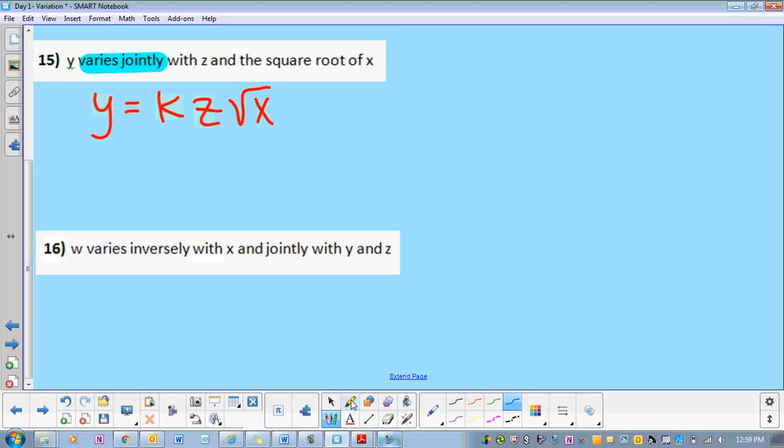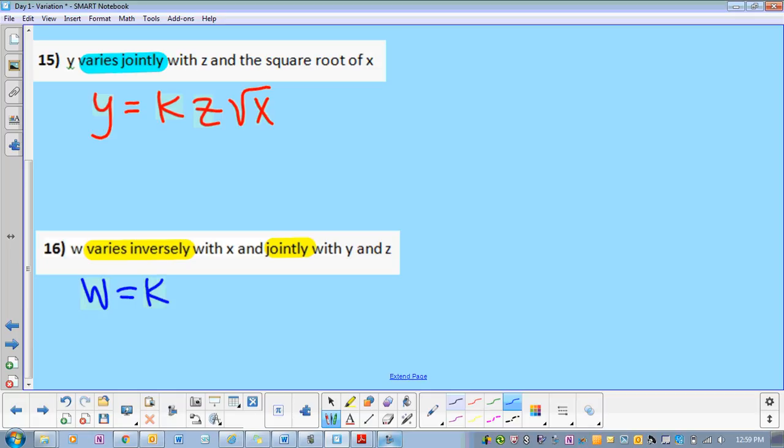Okay, now let's see. This one, varies inversely. And what's my other key word? Jointly with Y. Alright. So let's see. W varies. Varies means equals K. Inversely.